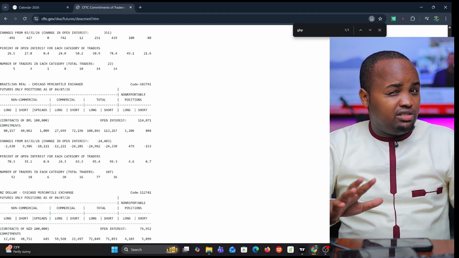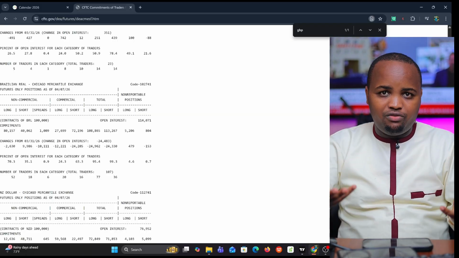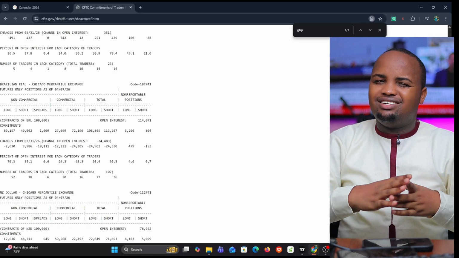Now, this data seems to be too much. Now let's simplify it. How can you get this in a simplified version, where you are going to get this data simplified?